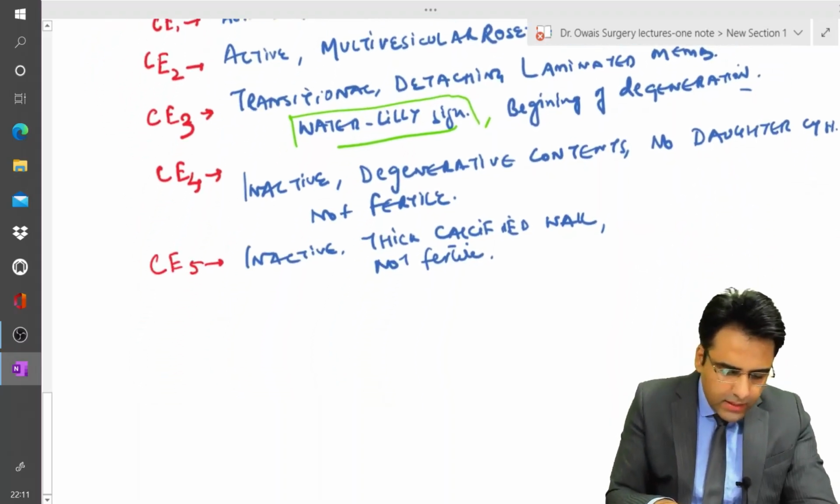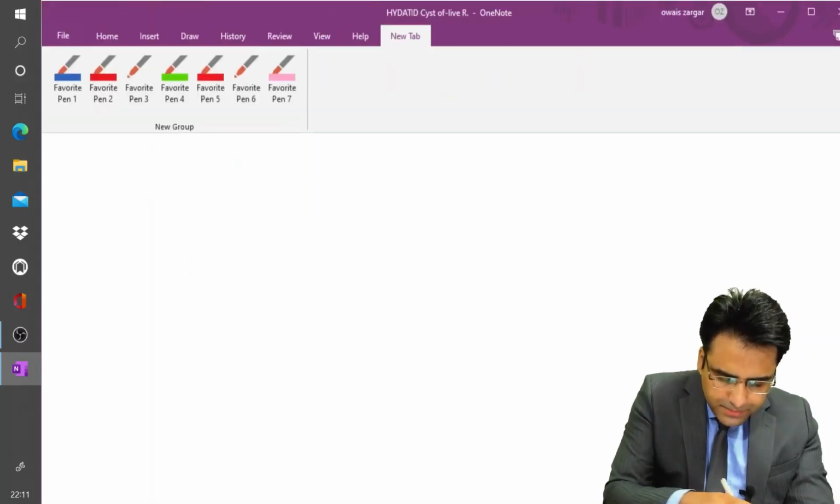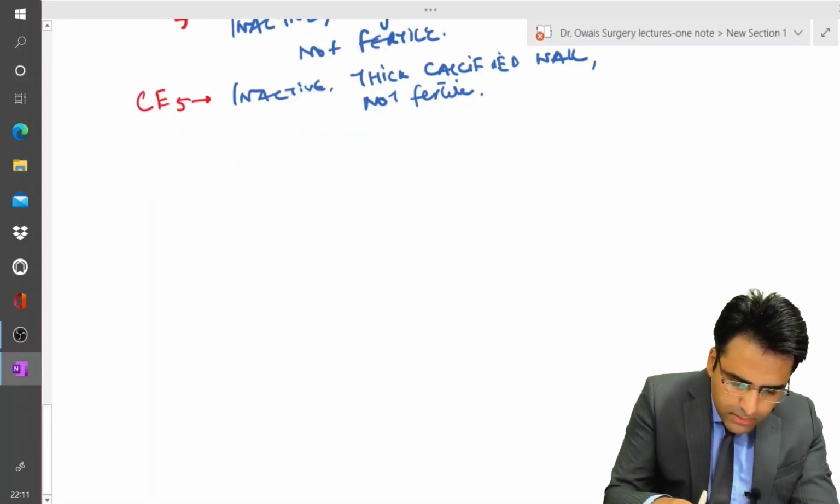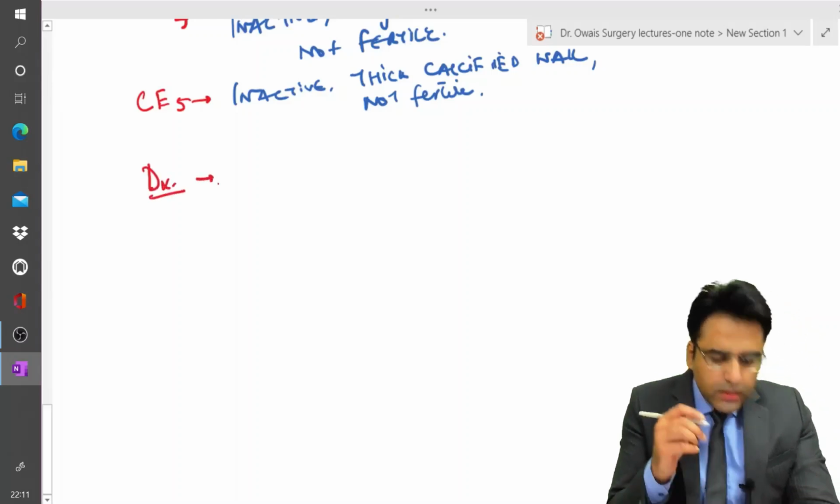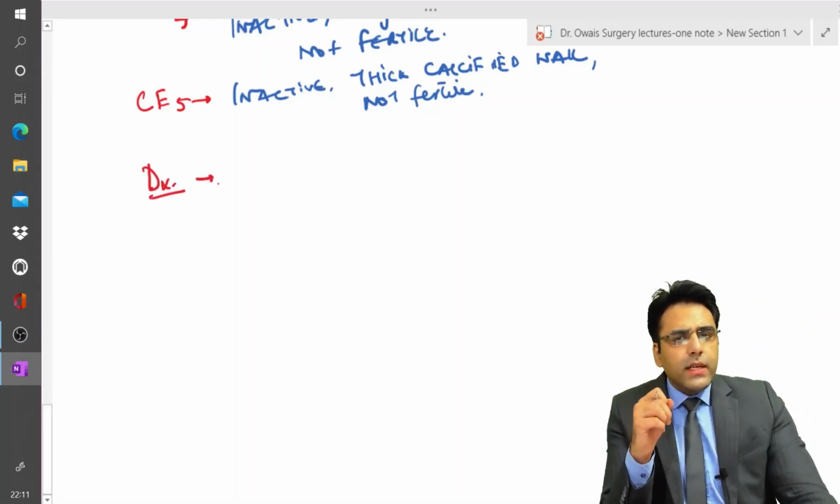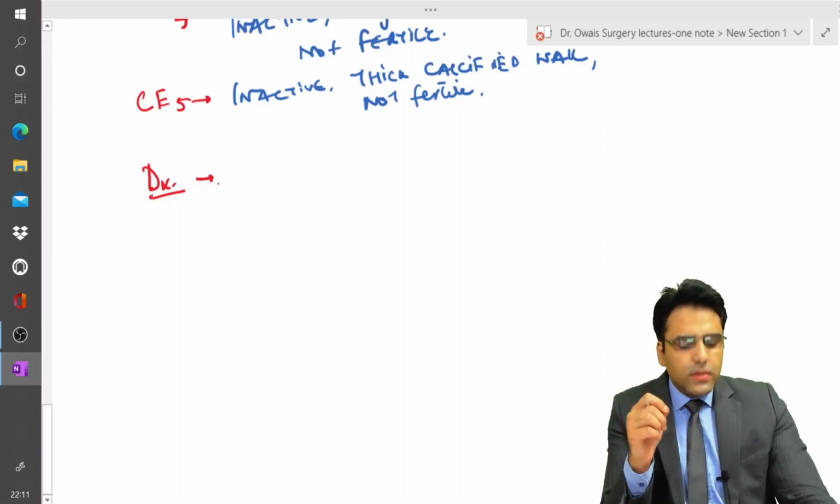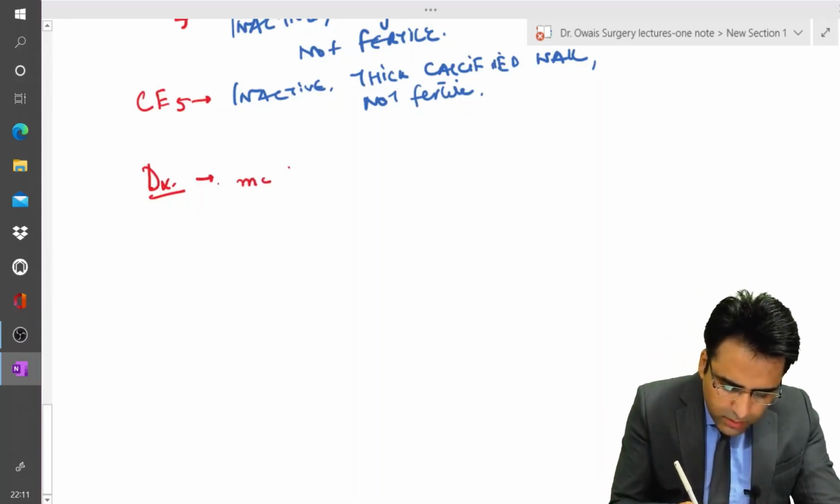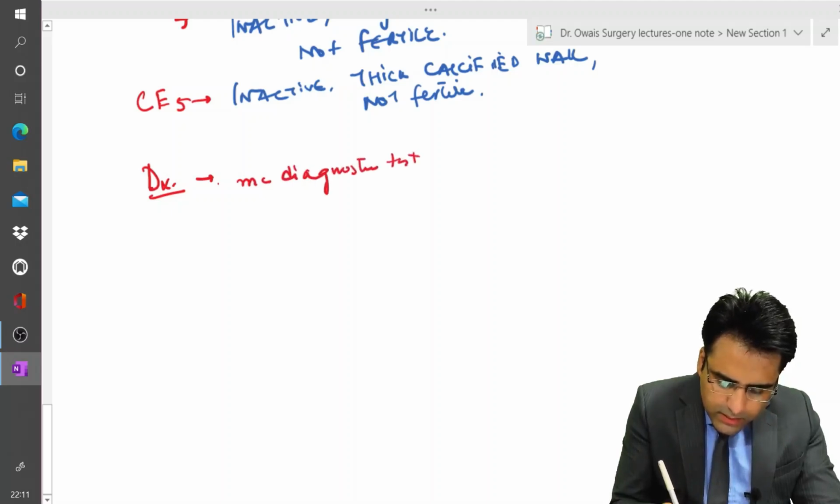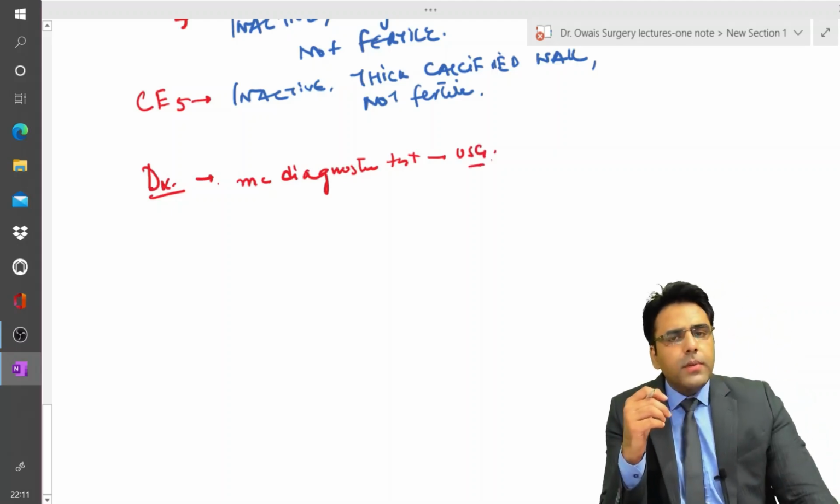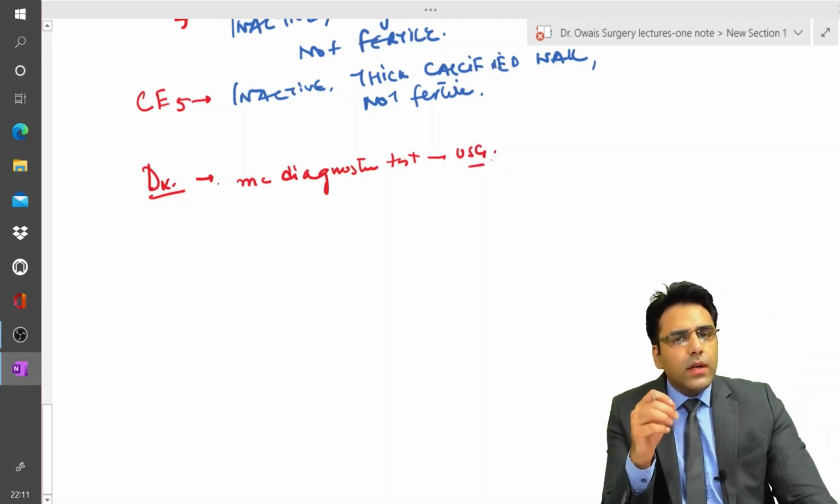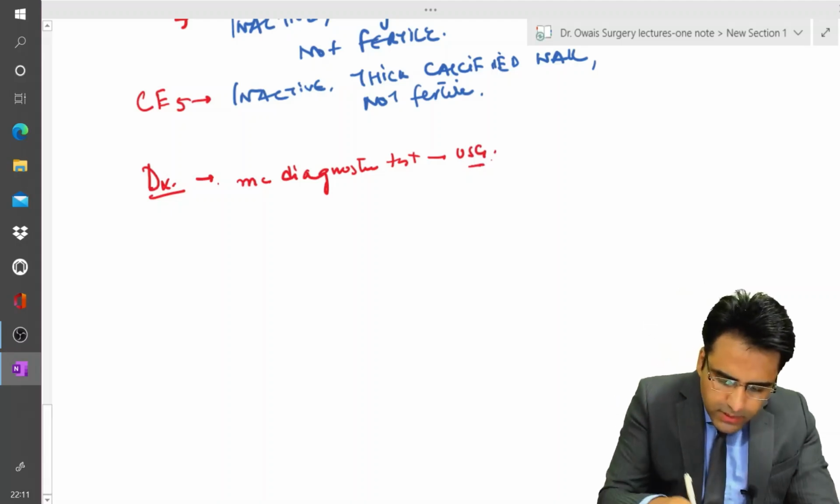And next, let us discuss the diagnosis part. Now, in the diagnosis, the most common diagnostic test which is done is ultrasound. So, what is the most common diagnostic test? It is USG. And what will be the findings on ultrasound? It will show a double contoured membrane of the cyst wall. So, what will be the ultrasound findings?